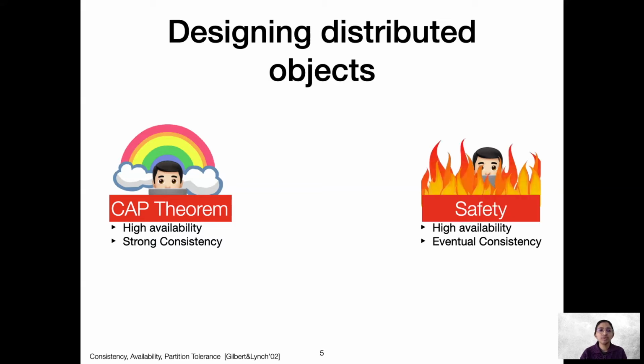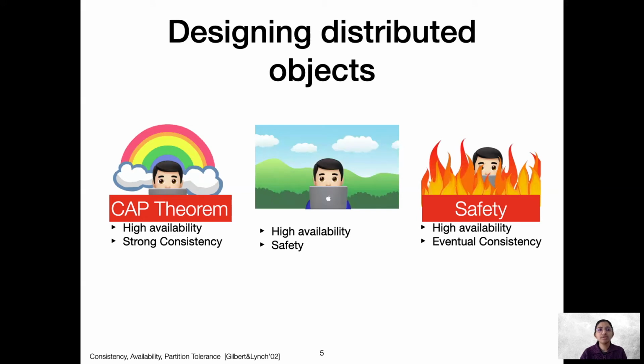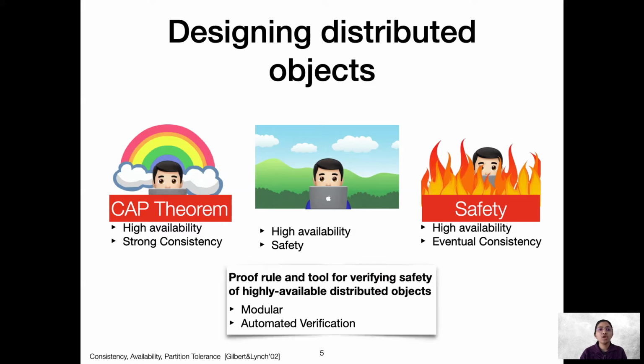So what should we do? In our real world, we have to provide high availability while being safe. For this, we present a proof rule to verify the safety of highly available distributed objects. Our proof rule is modular. I will explain how the specificity of propagating the states between replicas helps us replace the more complex rely-guarantee style of reasoning without the need to consider interleavings.